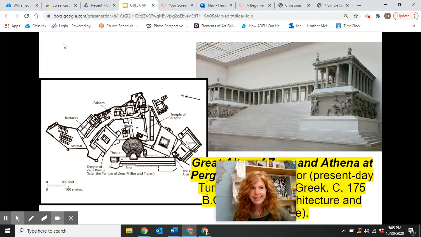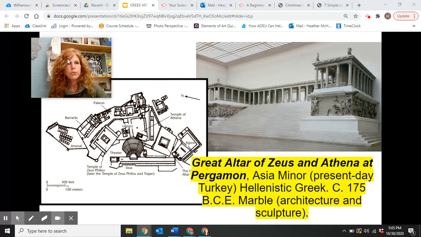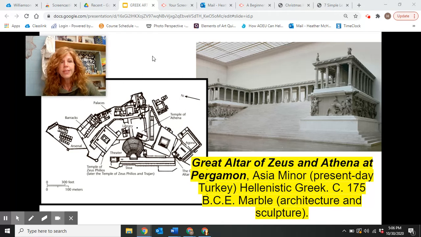All right, I think this is our last one. Moving to the great altar of Zeus, and some people call it the altar of Zeus and Athena at Pergamon. It's part of Asia Minor, which is present day Turkey. It literally sits up on the edge of a cliff.